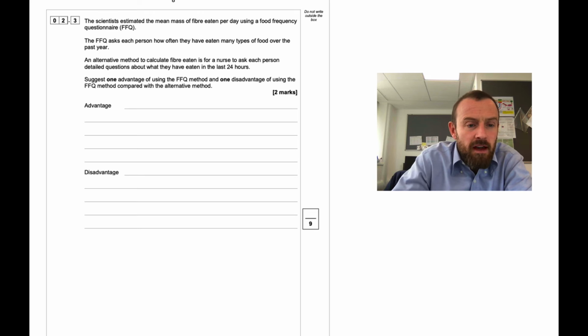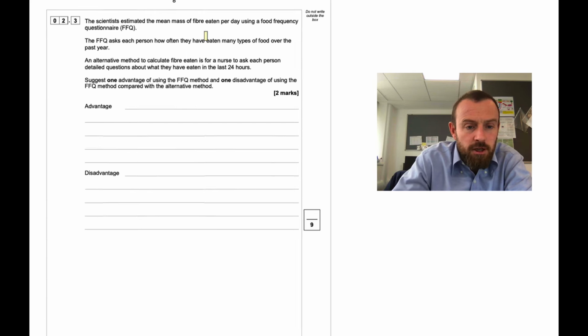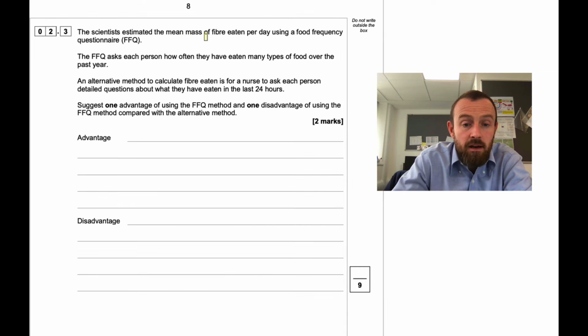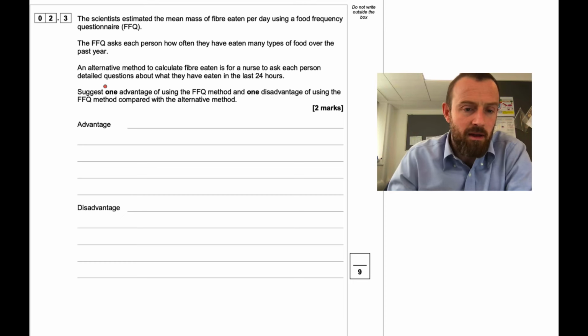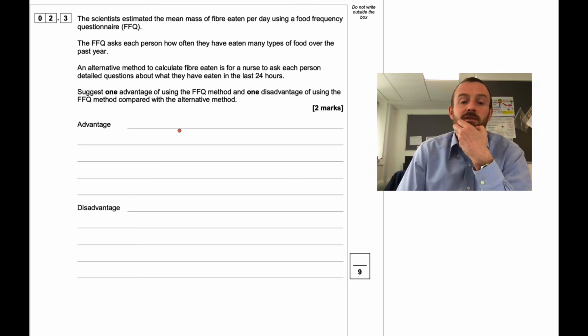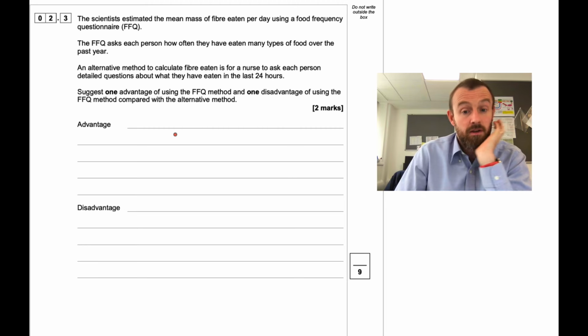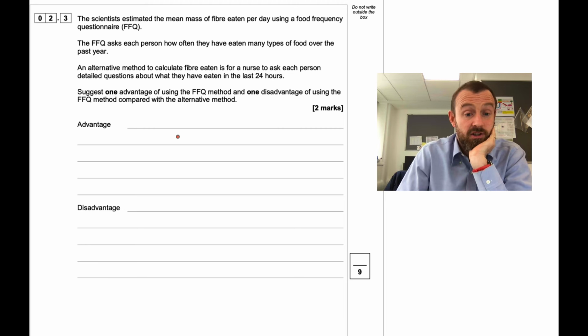Interesting. The FFQ asks each person how often they have eaten many types of food over the past year. An alternative method to calculate fiber eaten is for a nurse to ask each person detailed questions about what they have eaten in the last 24 hours. Okay, this is strange. So just thinking about this out loud, an advantage of FFQ and one disadvantage of FFQ.